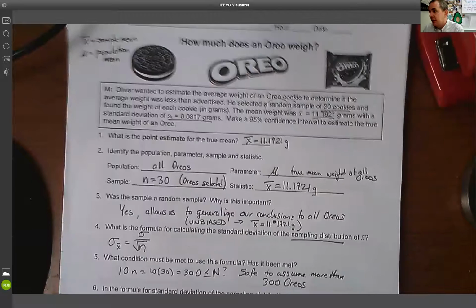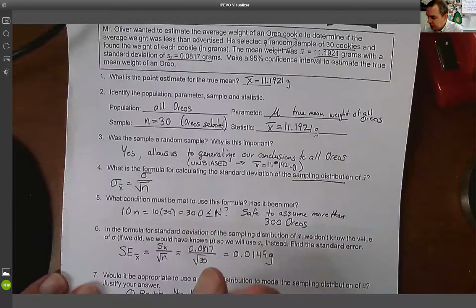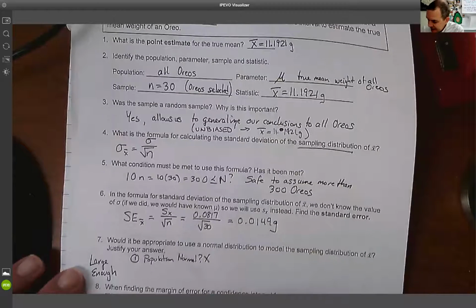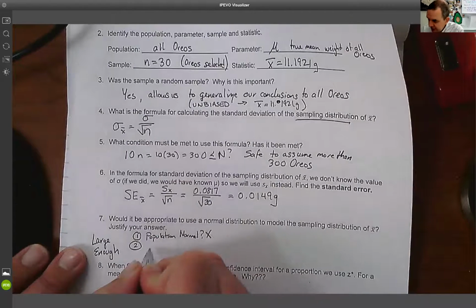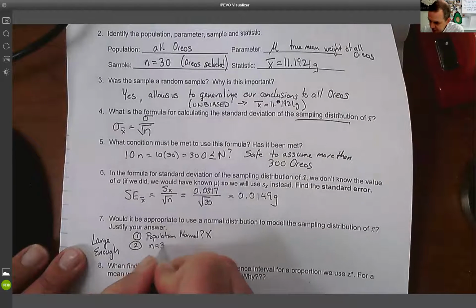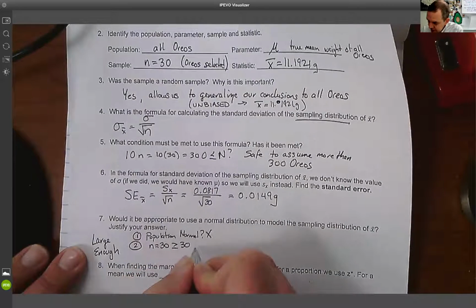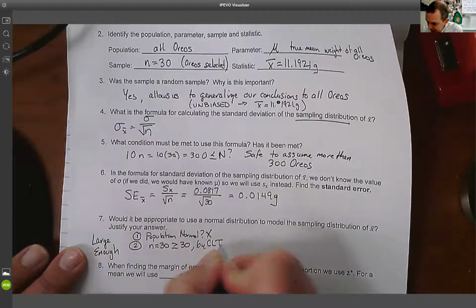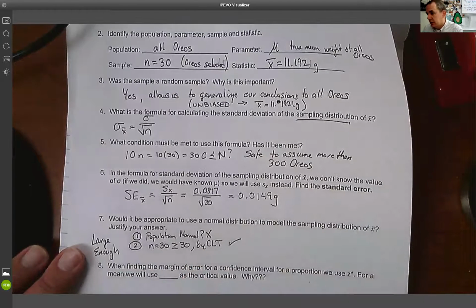And in this case, if I look back up top, it says nothing about normal, so nope. The second check is our sample size. Our sample size is 30. That's greater than or equal to 30. By the central limit theorem, bingo, we've got our shape.